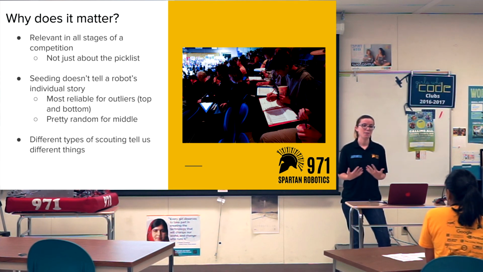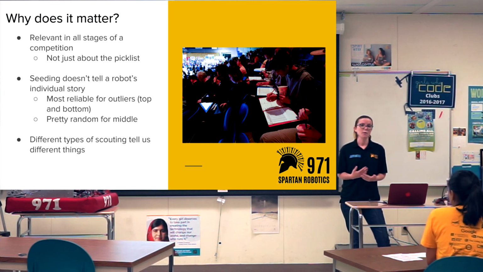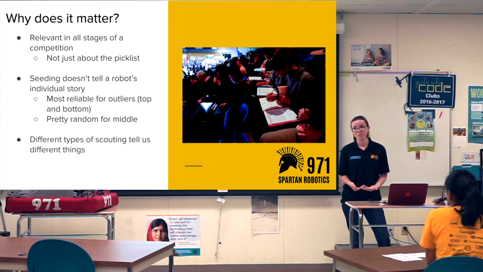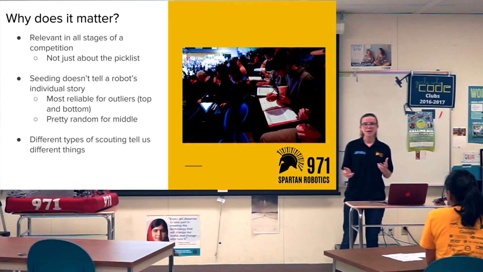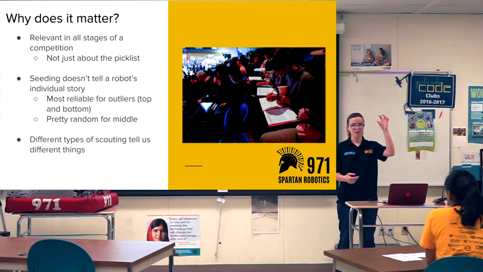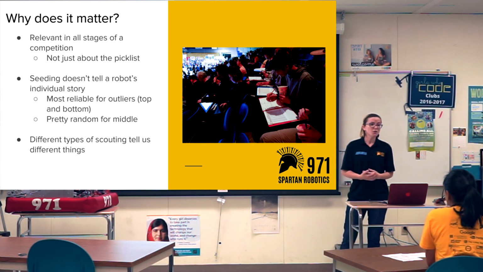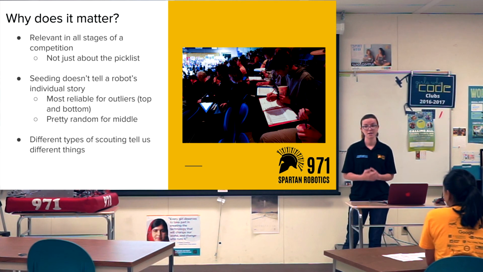But it's not just about the pick list. It is helpful during every single stage of a competition. Also, seeding, what comes out of qualification matches, doesn't tell a robot's individual story. It tells the story of that robot's qualification match schedule, basically. Seeding is generally pretty reliable for identifying the outliers, those at the really top and the really bottom. For the middle, it gets really random. It's just based on who they get partnered with and who they're against. So you can't trust it for the middle, basically. And also, different types of scouting tell us different things. If you want details, you've got to get them yourself.